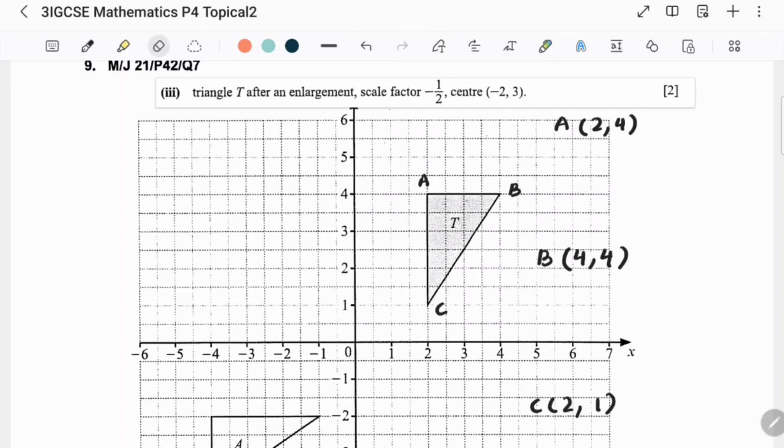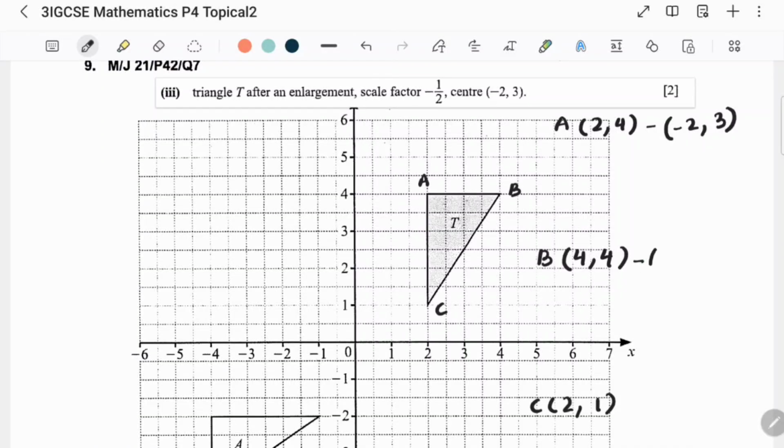All right, so let's begin. The first one, we have identified that the original coordinates A, B, C are 2, 4, 4, 4, and 2, 1 respectively. Now the scale factor is minus half and center is minus 2, 3. So we are going to subtract. The second thing, subtract the center, multiply with the scale factor, then add the center. You have to be careful because the center is also negative, minus 2, 3, and 2 negatives make a positive. This thing you must keep in mind.